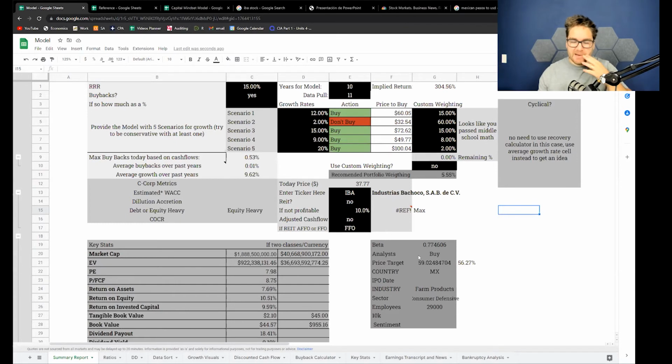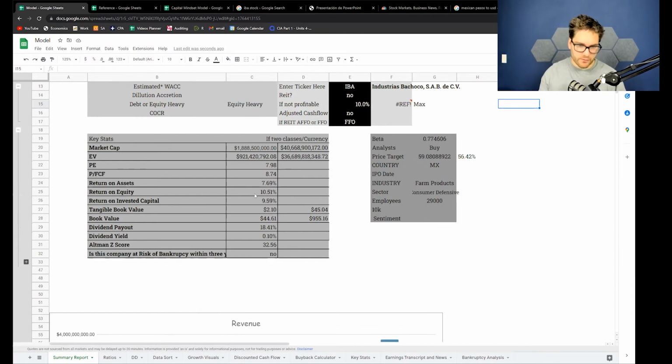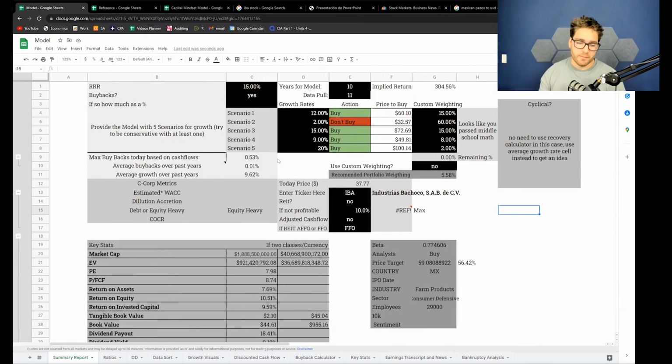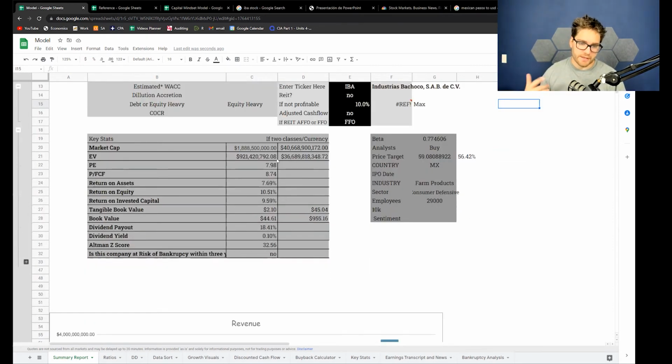All right, when we come over here to the model, let's actually take a look at what it's pointing out to us. I wanna point out that over here we have the Mexican peso variance, so we're gonna ignore that. And something just updated. And we see that it's cheap on a P/E and a price to free cash flow. Sorry, book value, $44.61 US dollars, but a tangible book value about $2.10. Okay. So it looks like it's below book value, but the tangible book value is way lower than that.